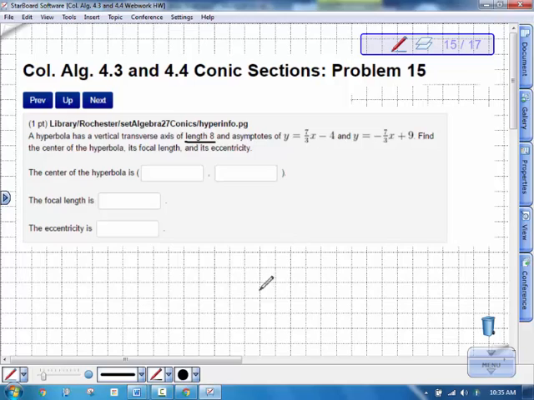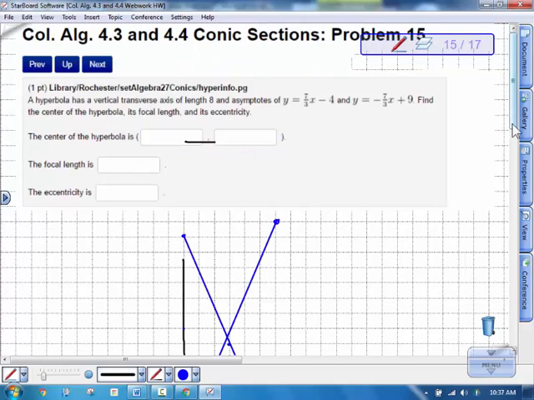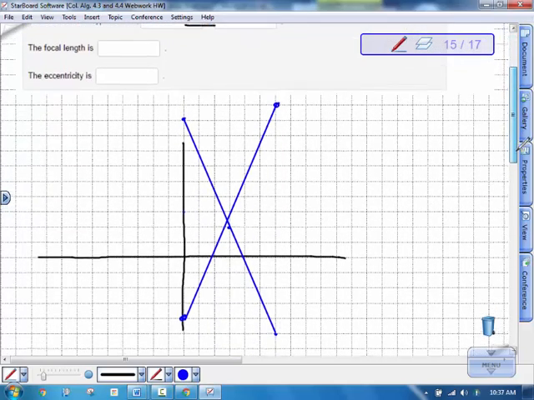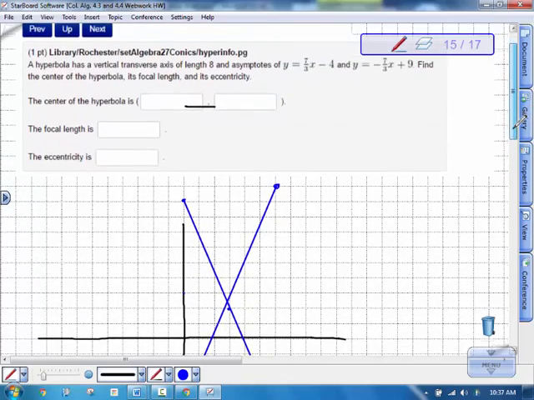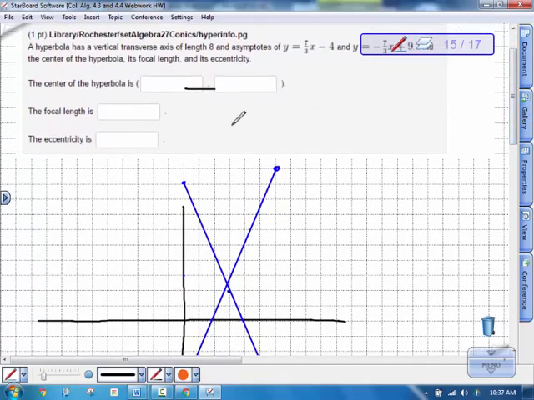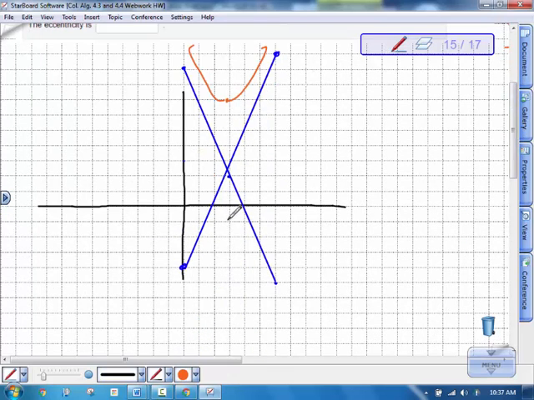and I'll let you look at that graph then. Okay, so I've got these 2 asymptotes graphed right here. Try to graph them as good as I can so that I can draw this clearly for you. But it says that it's a vertical transverse axis, so that means that the hyperbola is going to go through some point up here and go vertical. The asymptotes are here, so something like this.